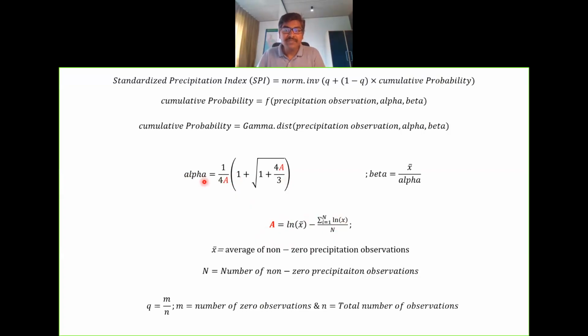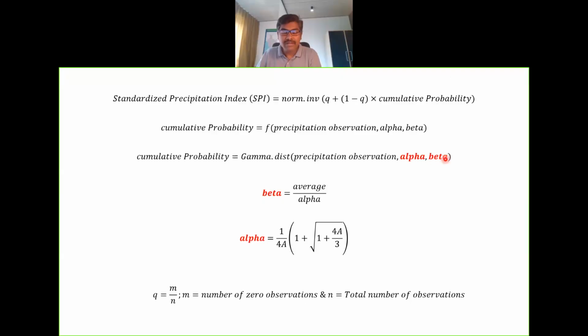Once alpha is determined, we can then determine beta. Beta is equal to x bar, which is the average of non-zero precipitation observations, divided by alpha. If we know alpha and beta, we can use the gamma distribution to calculate the cumulative probability. Once the cumulative probability is derived, we can use it in this equation.